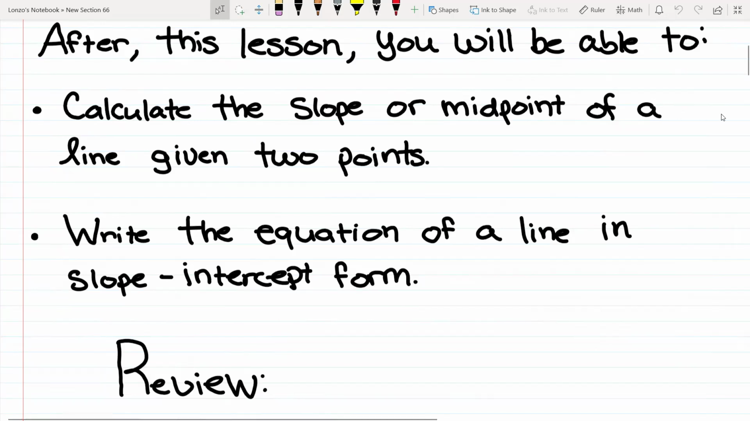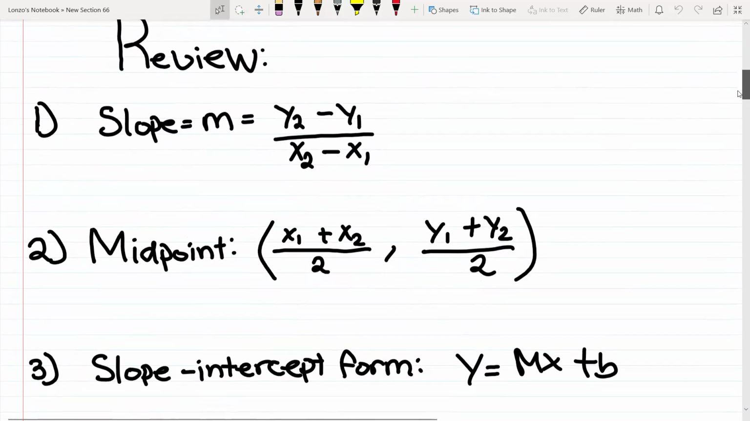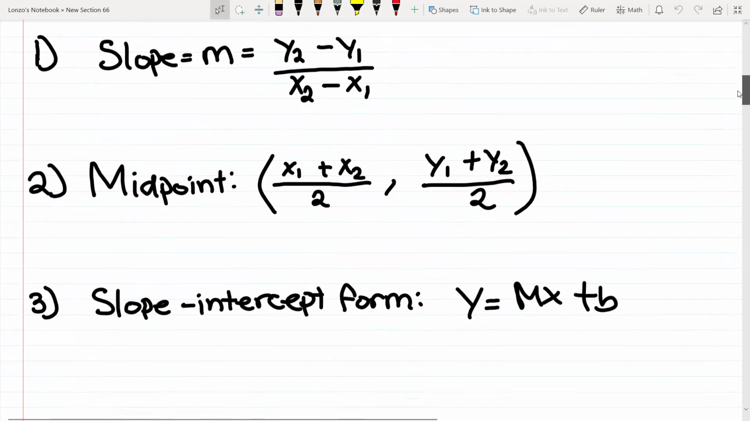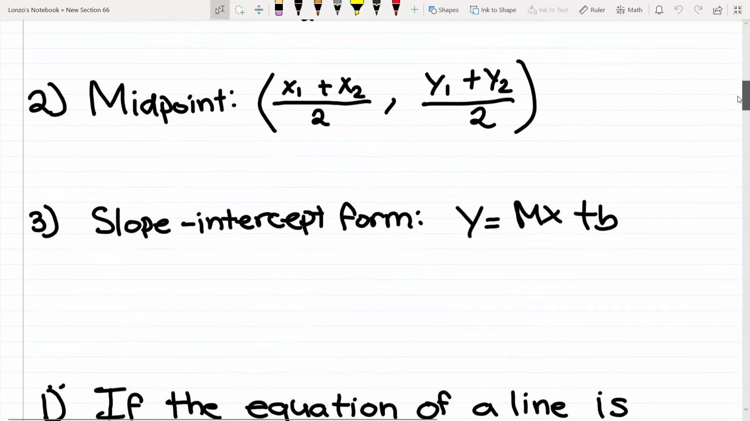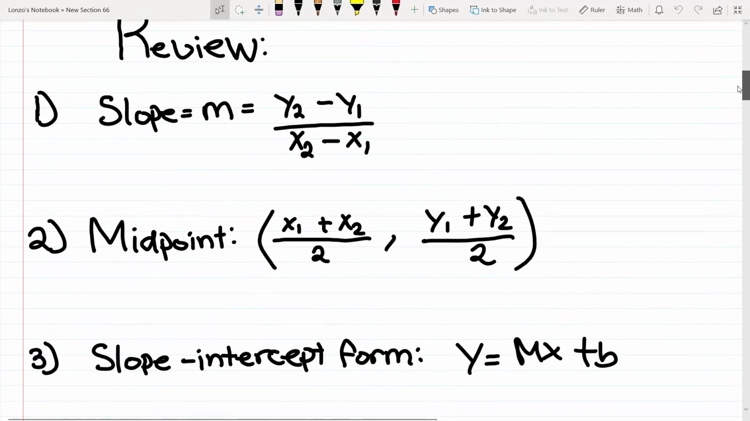Okay, so this should be a little bit of a review. So let's look over some formulas. As you can see, slope or m is the same thing as y2 minus y1 over x2 minus x1, right? And then midpoint is the average of the x and y's, if that makes sense. And then slope-intercept form is y equals mx plus b. Okay, so go ahead and copy those down. Those should be familiar.